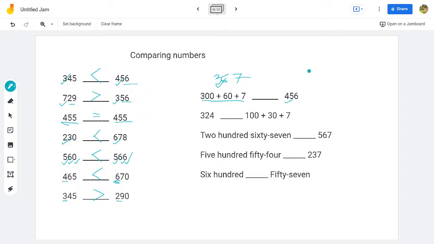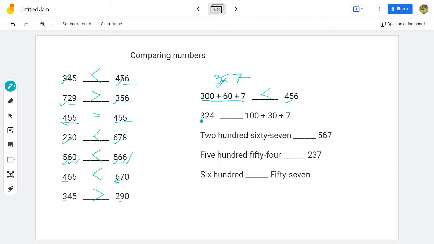Since 3 is less than 4, which means 456 is bigger, which means the hungry crocodile will eat 456. And can you see its mouth is open towards 456. So 367 जो है वो 456 से छोटा है, and 367 is less than 456. Now let's move on to the next set of numbers.